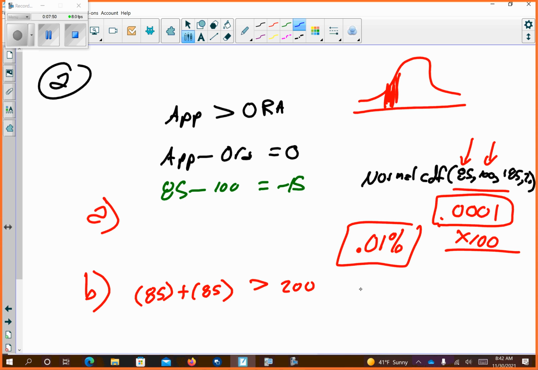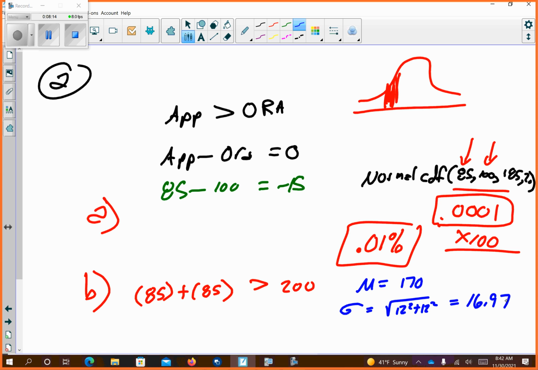Well, we have to find the new mean and standard deviation for two apples. Okay, so the new mean is 85 plus 85, which is 170. The new standard deviation will be the square root of 12 squared plus 12 squared. That comes out to 16.97, our new standard deviation.